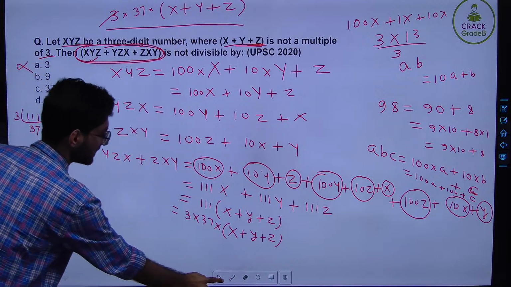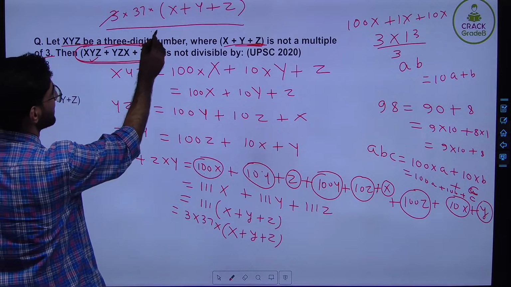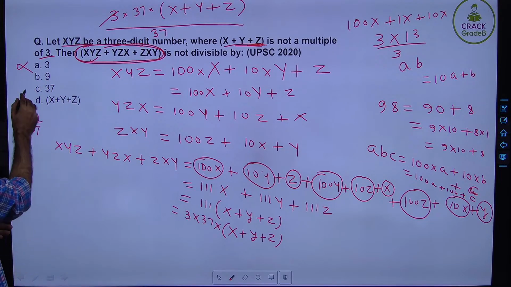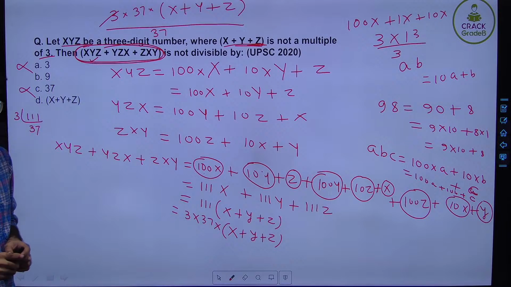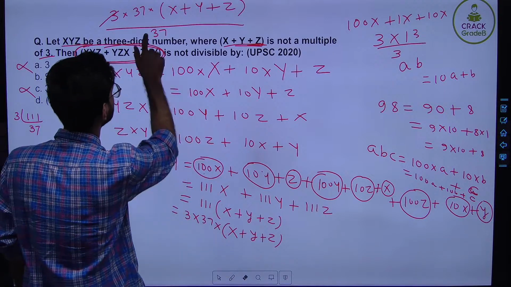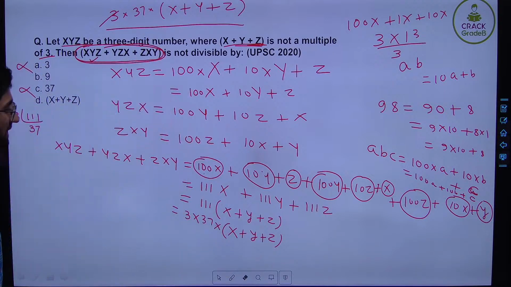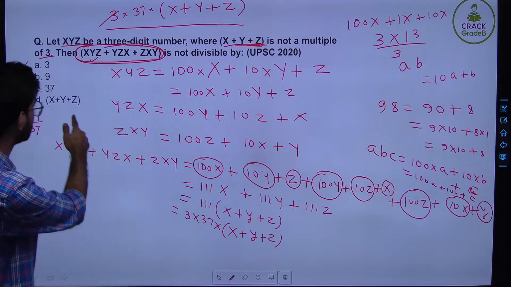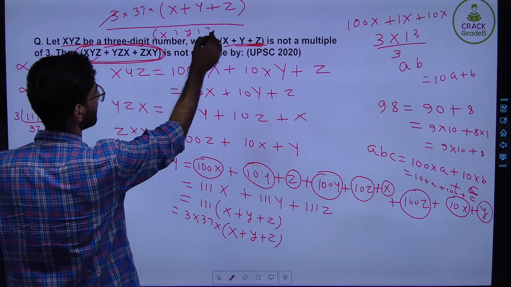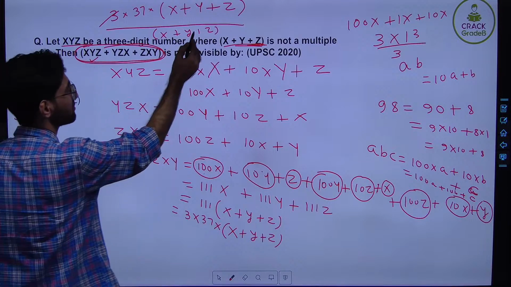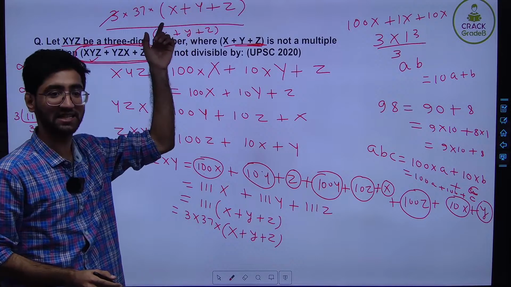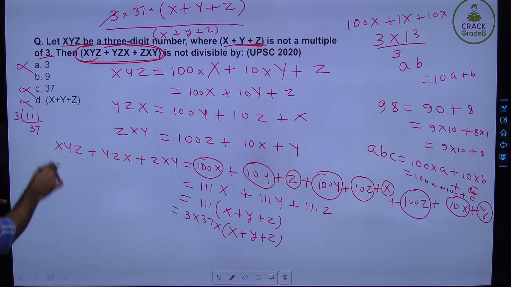If I ask you, is this number divisible by 37? Yeah, this number is divisible by 37, which means you can't mark option C. Let us start dealing with option D. If I ask you, is this number divisible by x plus y plus z? Yeah, this number is divisible by x plus y plus z. They will cancel each other, which means you can't mark option D.